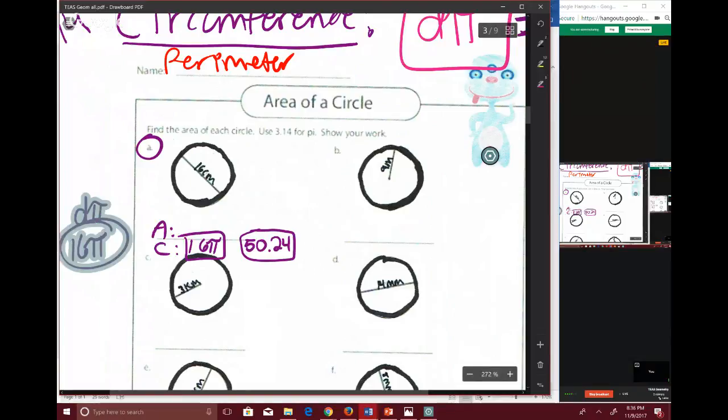Let's do the same process on the same question, but let's do the area. When we do an area, we only want the radius. We only want half the distance across. So the area is going to be based on radius. And if the diameter is 16, half of 16, or dividing by 2, is 8. So we're going to use 8.